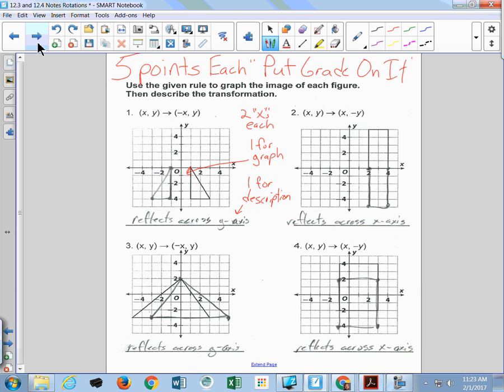All right, and on the last page, on number 1 and 2, you had to draw the picture or the reflection and describe how it reflected. So it's an X for the drawing. It's 1 X for the description. So that's 2 X's on each one of these problems. 1 through 4, all 4 problems is 1 X per problem.